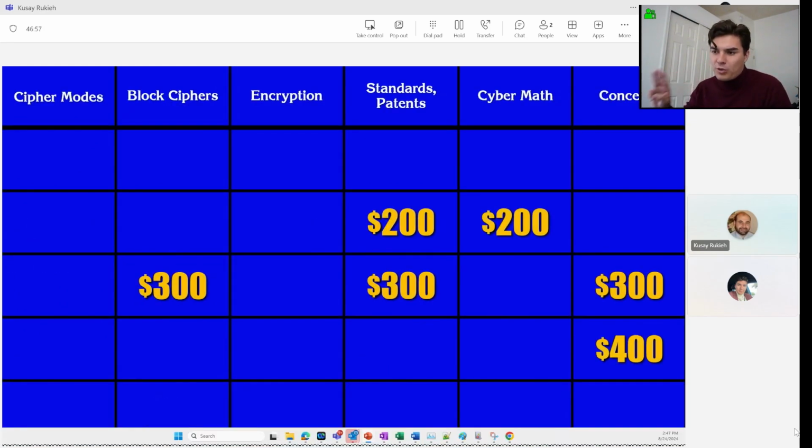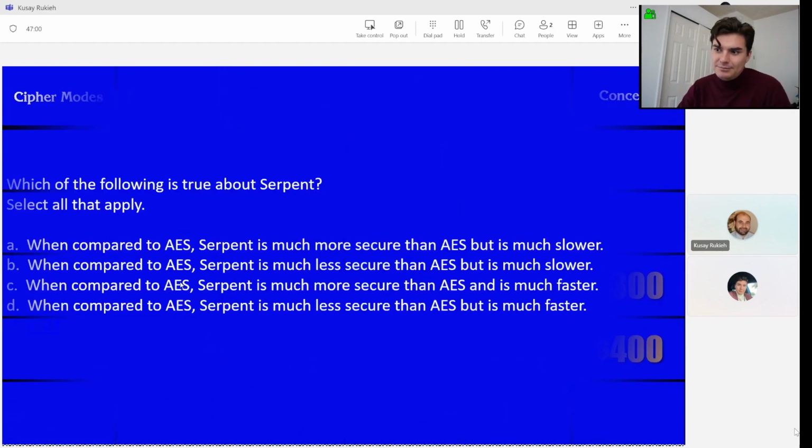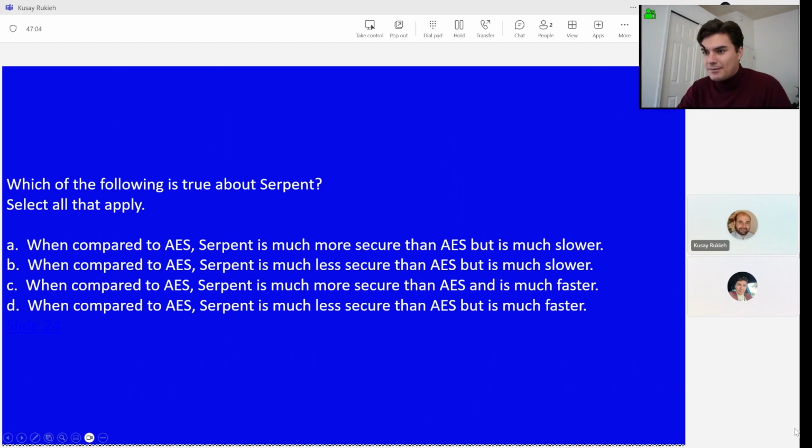Let's go with block ciphers for $300. What's defining true about Serpent? Let's see here. When compared to AES, Serpent is much less secure than AES, but much faster, which would be C. It's a good answer. Oh, it's multiple select? No, there's only one. I just want to see how you read these convoluted questions and select the best of them.